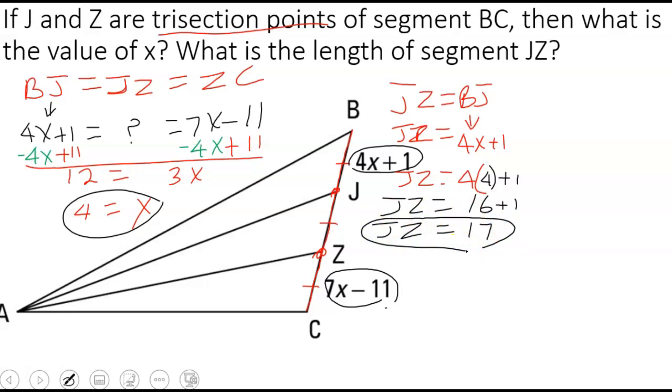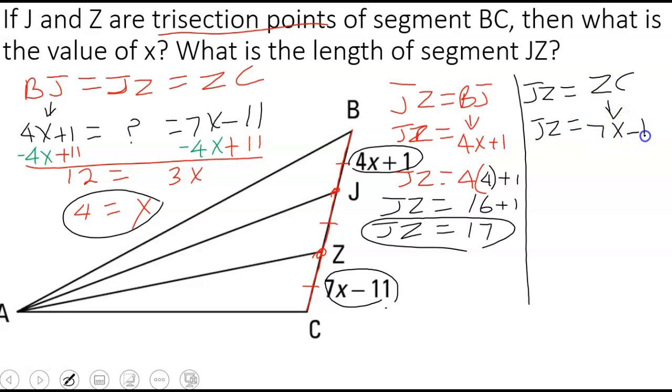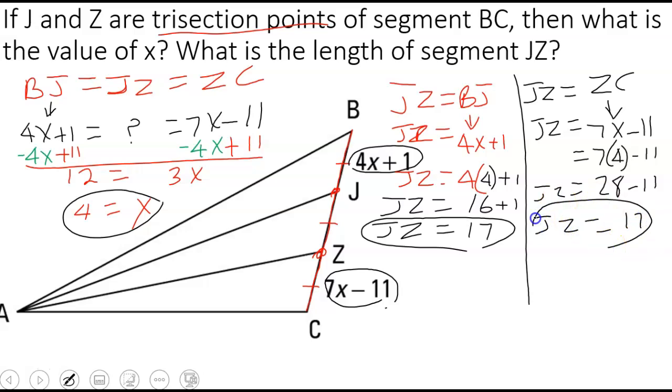Okay, so we can check also with Z. It's JZ, see if we get the same thing. JZ is equal to ZC. We have the expression for GZ as 7x minus 11. So again, x is 4. So 7 times 4 is 28. 28 minus 11 is 17. So that checks that our work is correct.